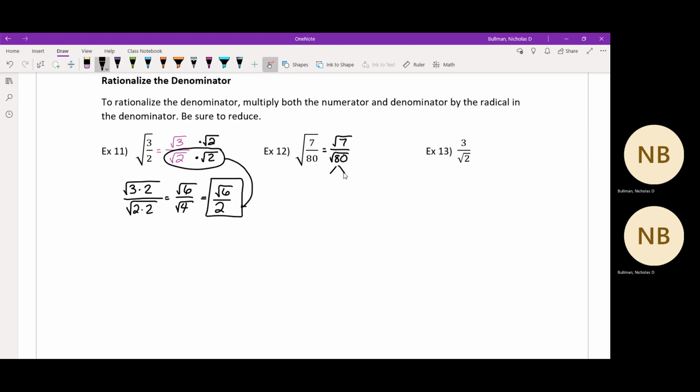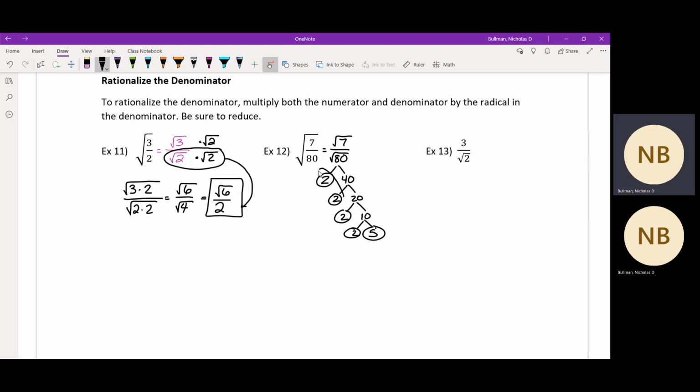So 80 I can split off. 7 is already prime, so I'm not going to worry about simplifying the square root of 7 up top. But 80 I can. 2 times 40, and 2 is prime. 40 can split off as 2 and 20. And 20 can split off as 2 and 10. And 10 can split off as 2 and 5. So I'm getting all my prime numbers so that I can simplify the square root of 80 first.